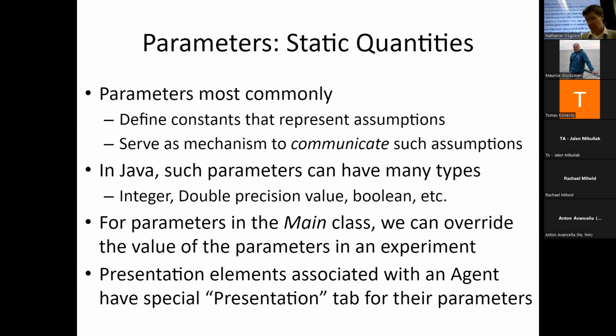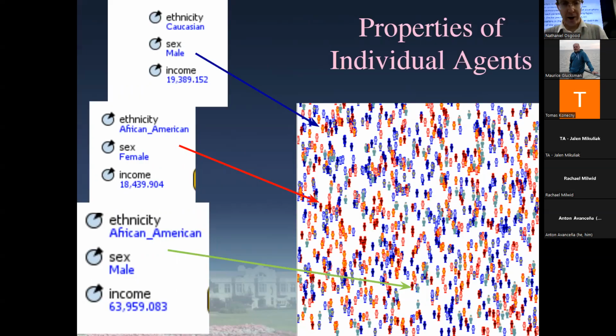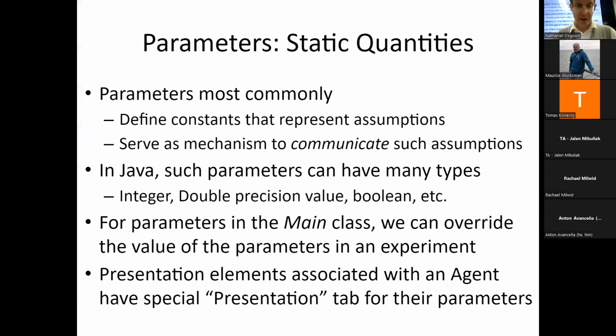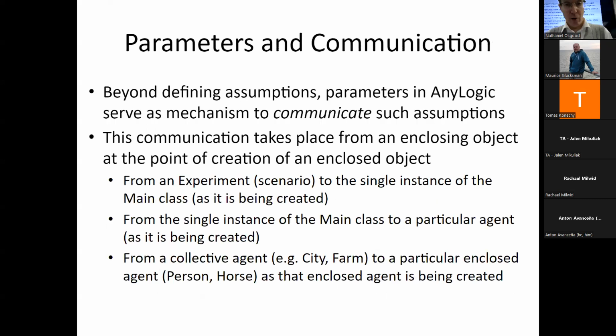So these attributes commonly represent fixed quantities. And it turns out that we will represent these with an AnyLogic construct called a parameter. And this is going to define the assumptions about the agent or about the model as a whole. So when a baby is born, we communicate it through its parameters, or when we create a population, we say what the income distribution is, et cetera. We'll be seeing this.